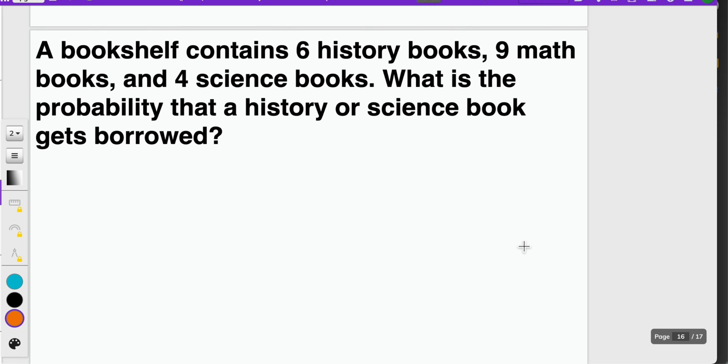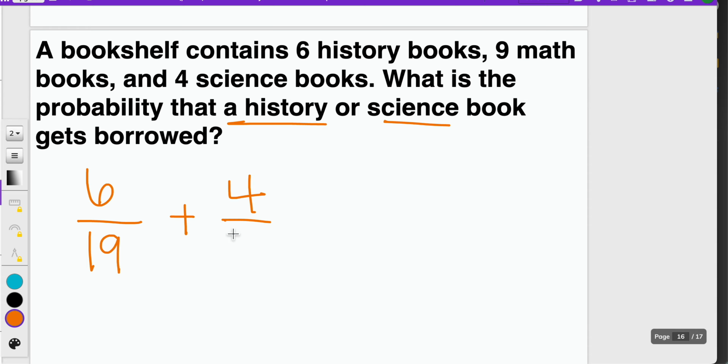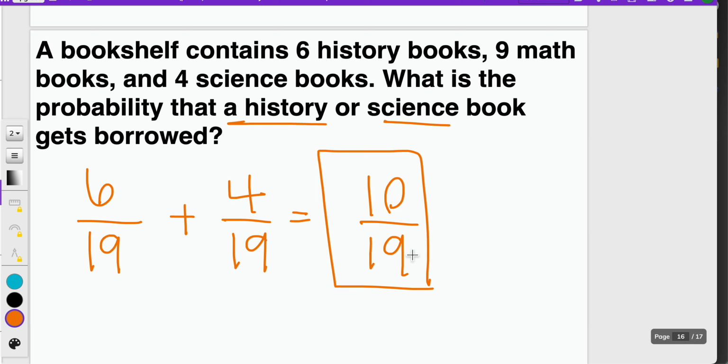A bookshelf contains 6 history books, 9 math books, and 4 science. What's the probability that history or science gets borrowed? So there are 6 history out of a total of 19, and then science is 4 out of 19. When we add those together, we get 10/19, and that is already in simplest form, okay?